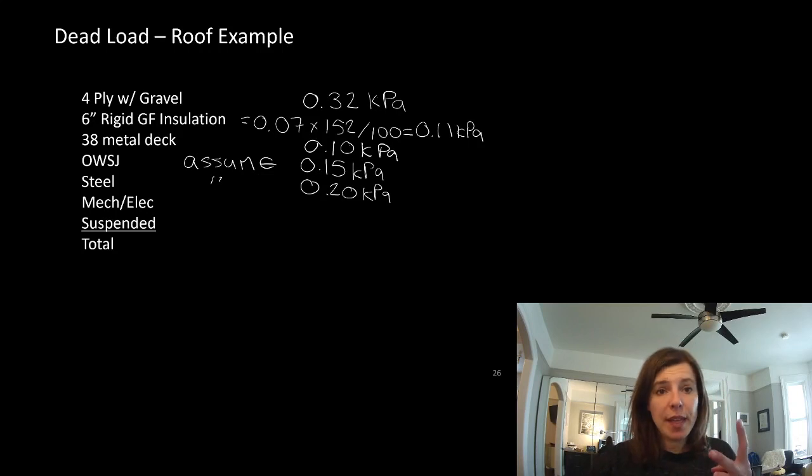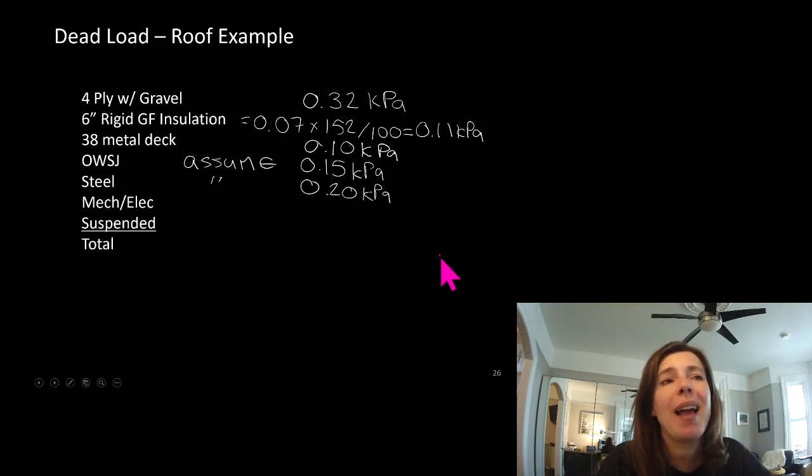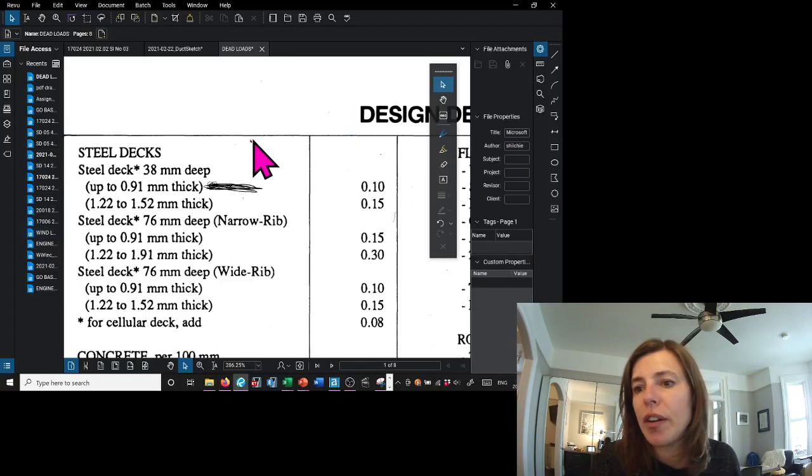So we only have two things left in our assembly now, and normally I would often take the time to draw this out and show this assembly, but you're going to see that I've done that in the worked out example for you. Mechanical, electrical, and suspended. So let's go and look at our chart here.